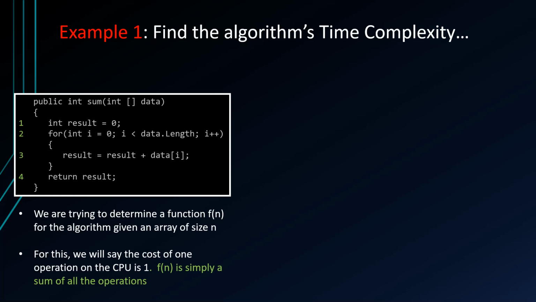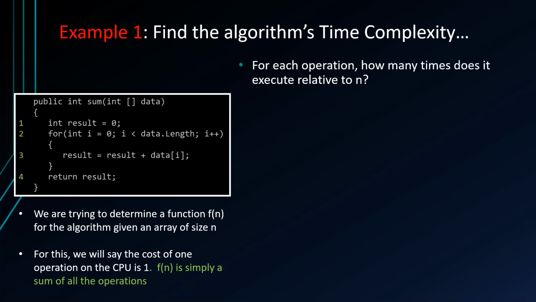So f of n is simply a sum of all the operations. That's it. So if I had an algorithm that was just 3 lines of code, that would take 3 commands. And it wouldn't matter how big n would be, because if it's just 3 lines of linear instructions, even if n was infinity, it would still just be 3 simple instructions. It's when we start to introduce things like loops that everything changes. So let's start to break this down. For each operation that you see here, how many times does it execute relative to the size of n? That's the question you want to ask for every single line.